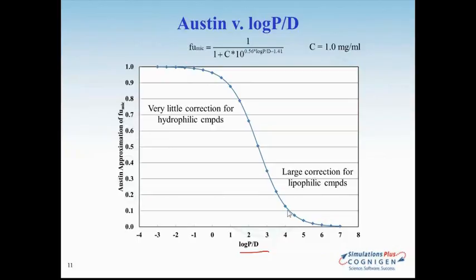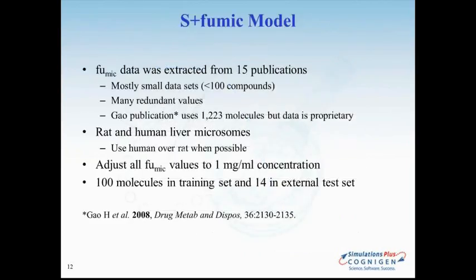And then as you get a little bit above 4, you're at 10 times the unbound clearance versus the apparent clearance from the experiments. And even when you get up higher here, you're correcting maybe 100 times the intrinsic clearance from the experiment. So this can be very important for lipophilic compounds.